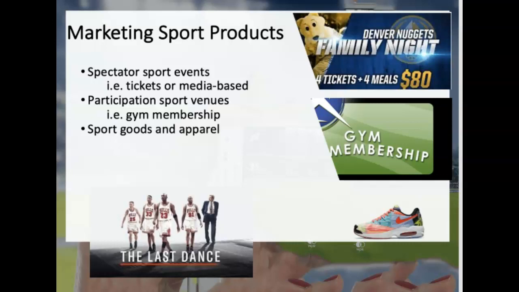The third one is the sports goods and the gears. We talk about when we create sports products, gears, equipment, we also have to market them, sell them, let more people know about it, right? So those are examples of marketing sports products. We have sports products, we create them, we also need to market them.